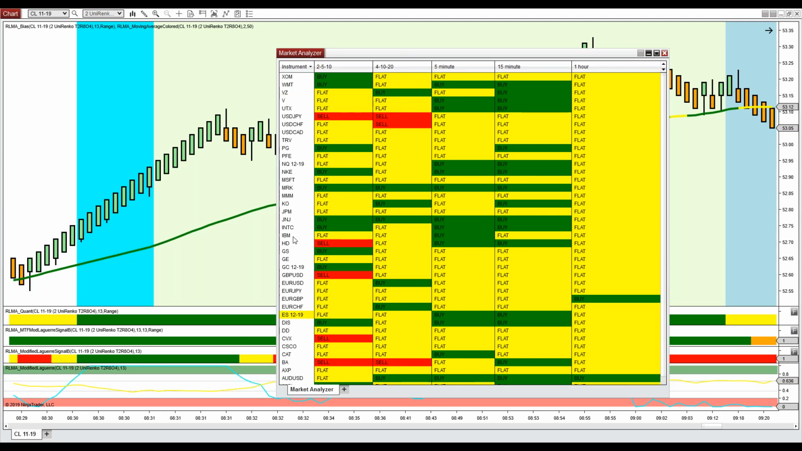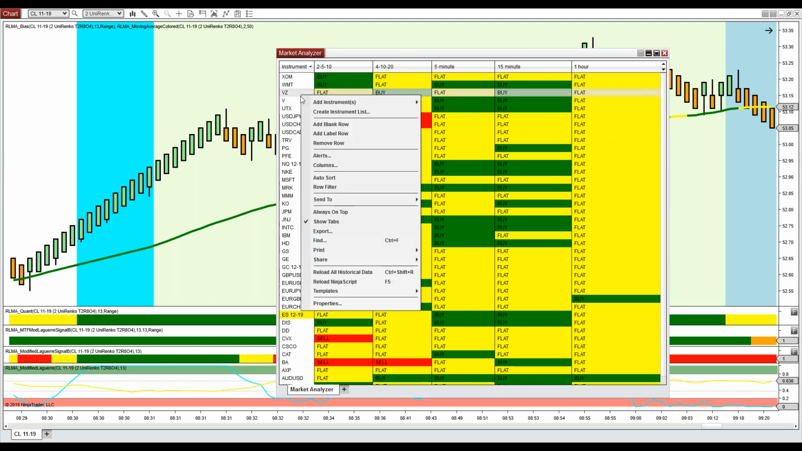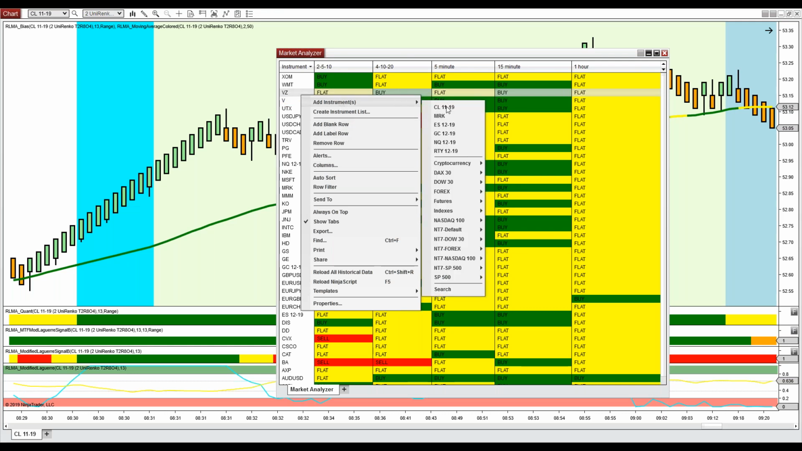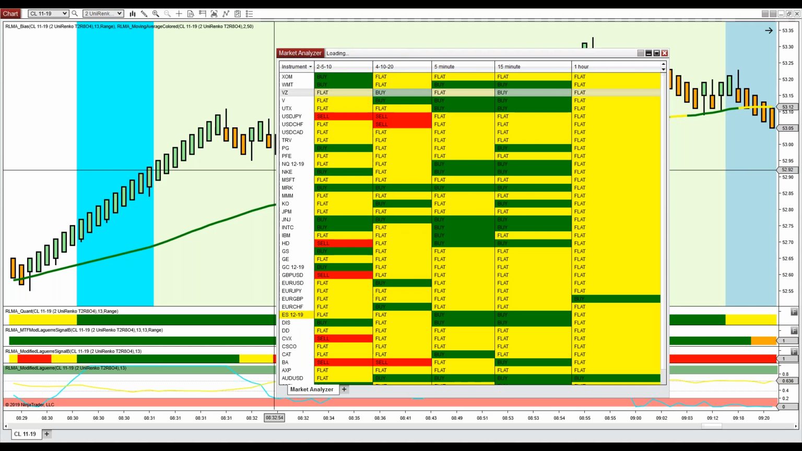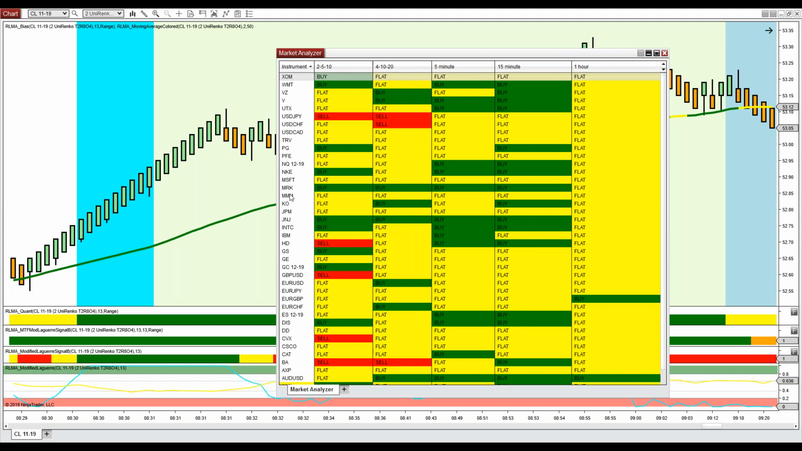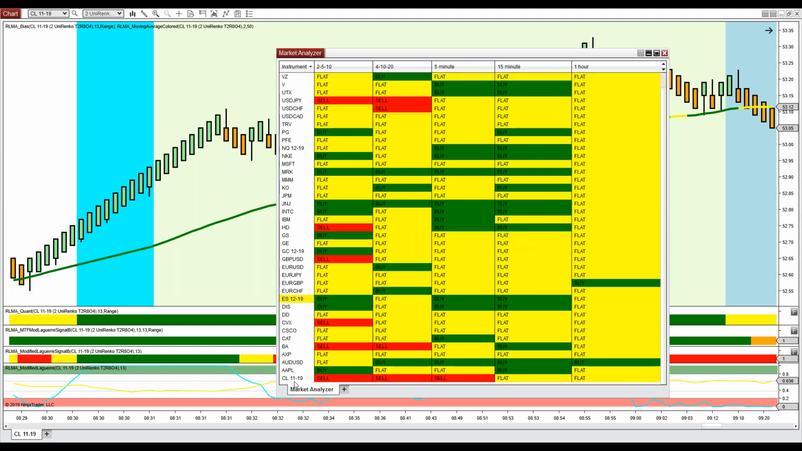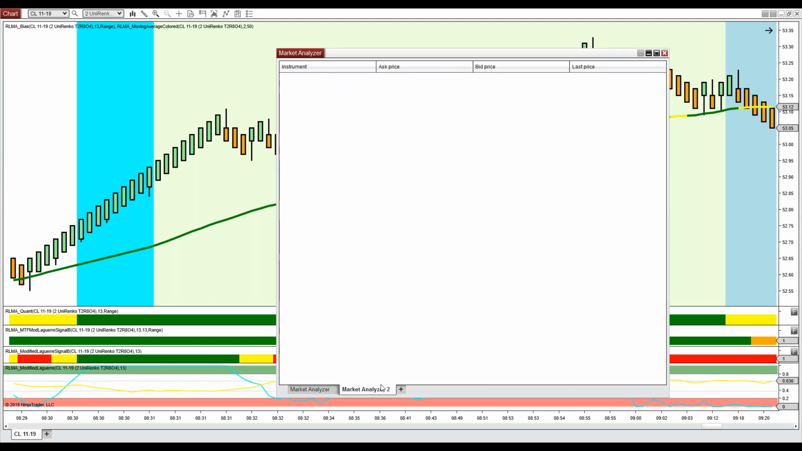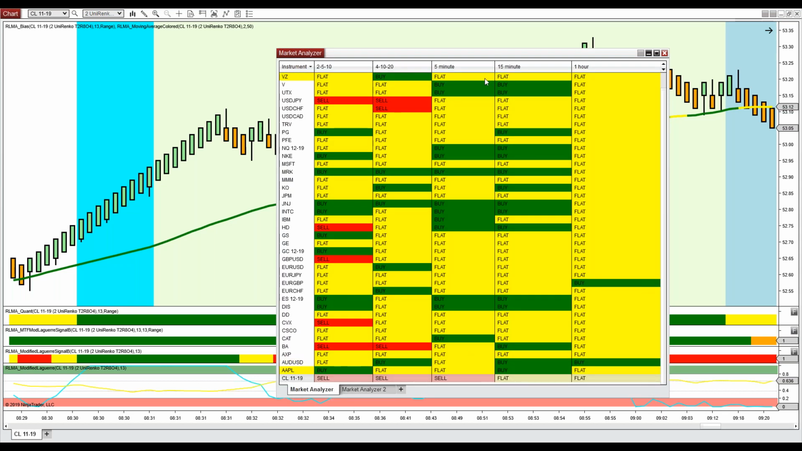Where are they? They're hiding from me. We'll add them. I'll just add two really quickly right now. Add instrument. I'll just add crude, and it's going to load. I'm not going to watch it load. I'm just going to add another instrument. I'll add gold. Okay, it's already in here. So we'll find them. Here's crude. And you see it's giving us a triple sell signal here, across the board.